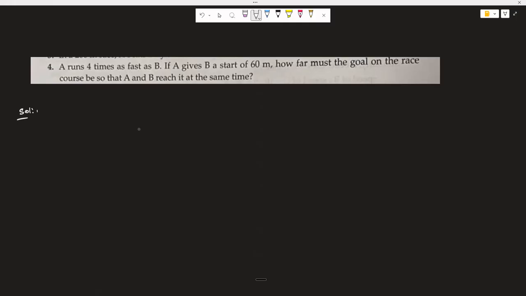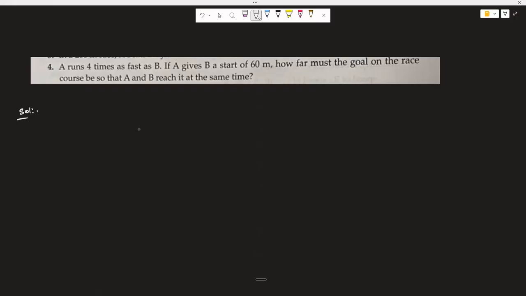A runs 4 times as fast as B. Here we are comparing both A and B, both are players. A runs 4 times as fast. That means who is taking less time? A is taking less time because he is very fast.